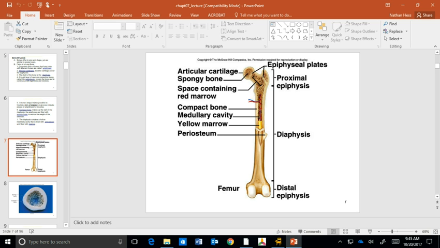And it really is just what it sounds like, right? Compact means it's thick, it's hard. It takes all the weight, gives you all the strength. Spongy means it's open, lots of areas.